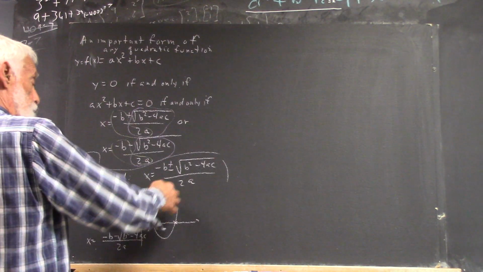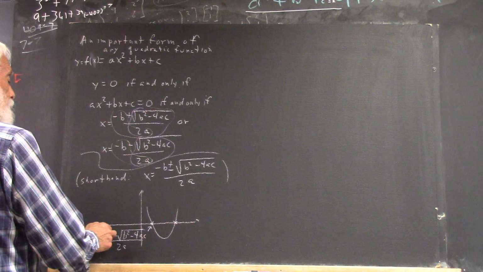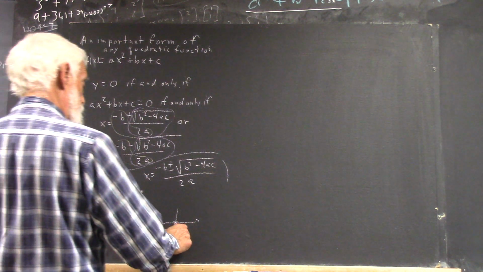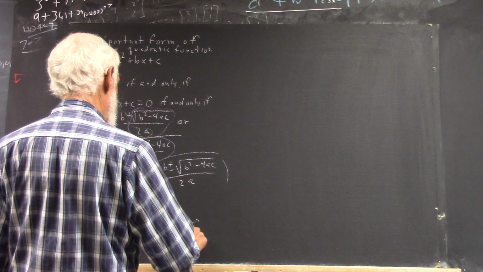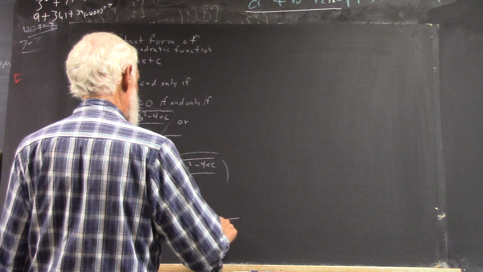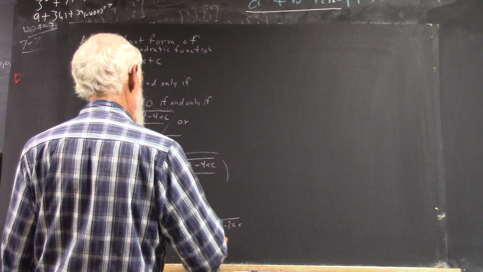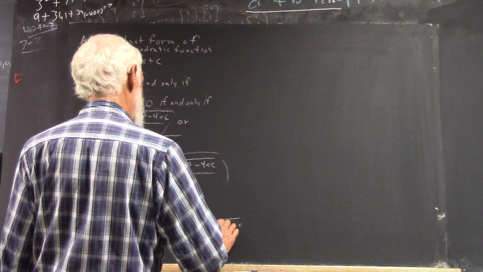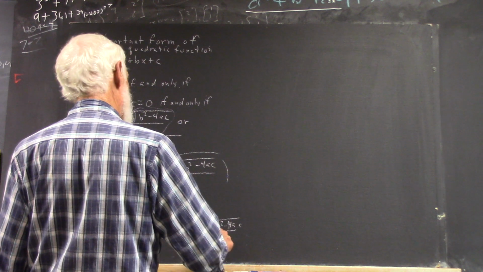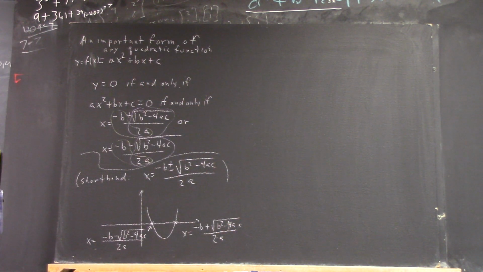for a graph that opens upward at least, this will be x equals negative b minus the square root, all divided by 2a. And this is x equals negative b plus the square root of b squared minus 4ac. I just said 2a. That's what my hand did. Okay. Right? Okay.